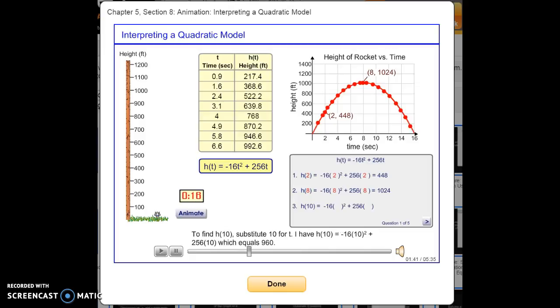To find h of 10, substitute 10 for t. I have h of 10 equals negative 16 times 10 squared plus 256 times 10, which equals 960. This means that 10 seconds after launch, the rocket will be at a height of 960 feet.